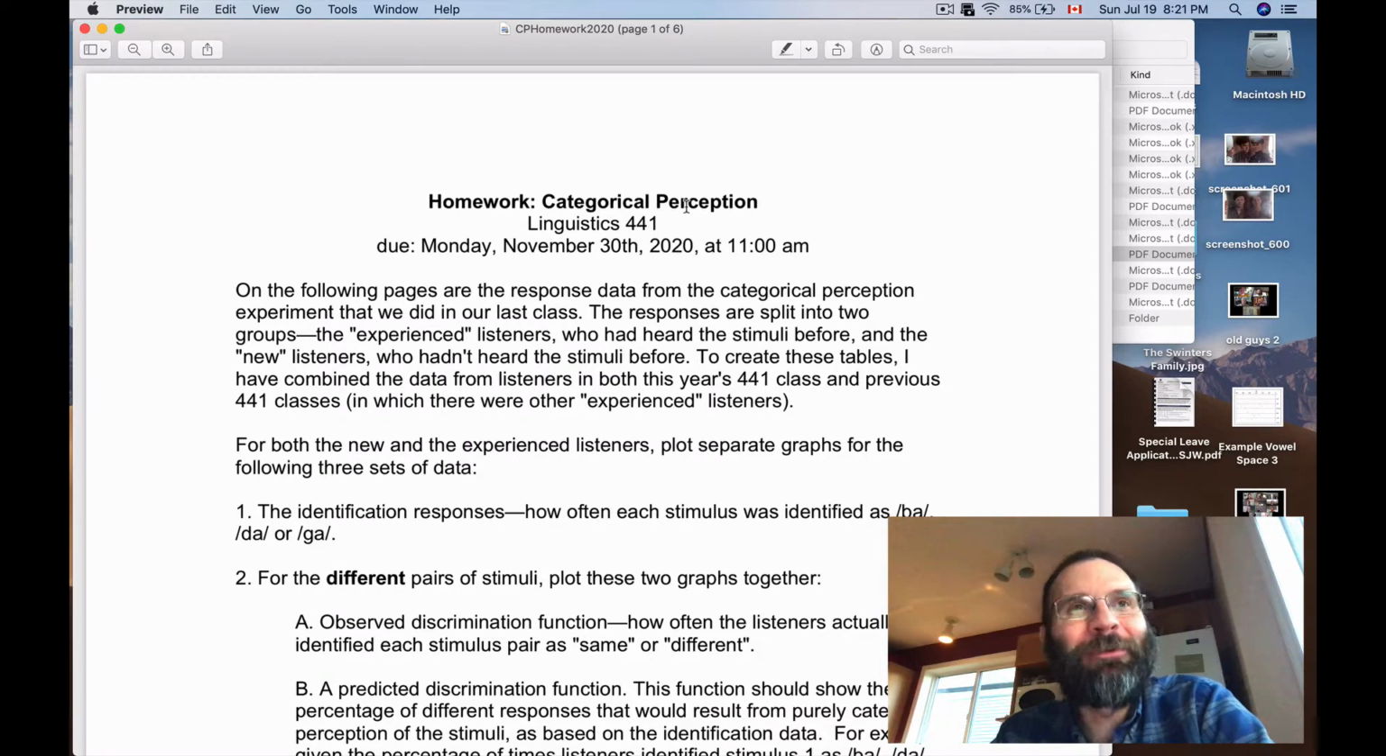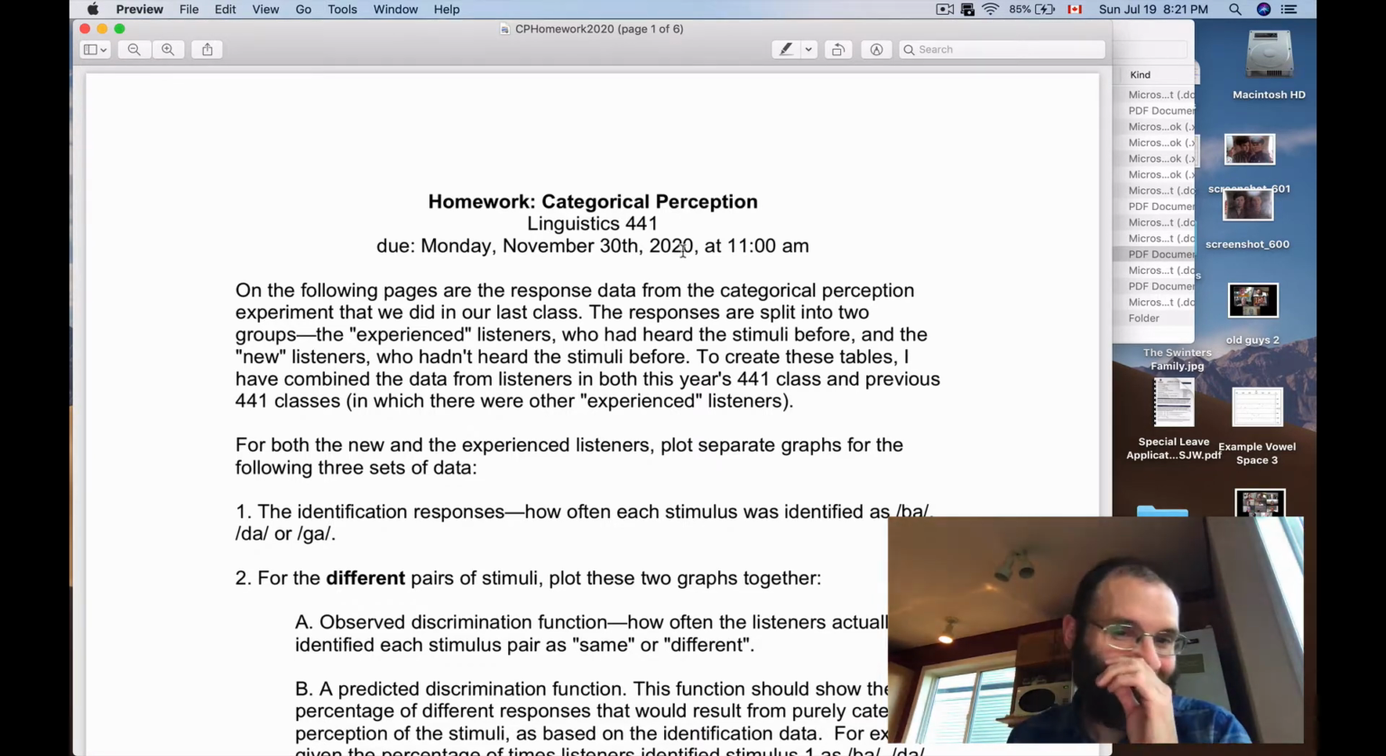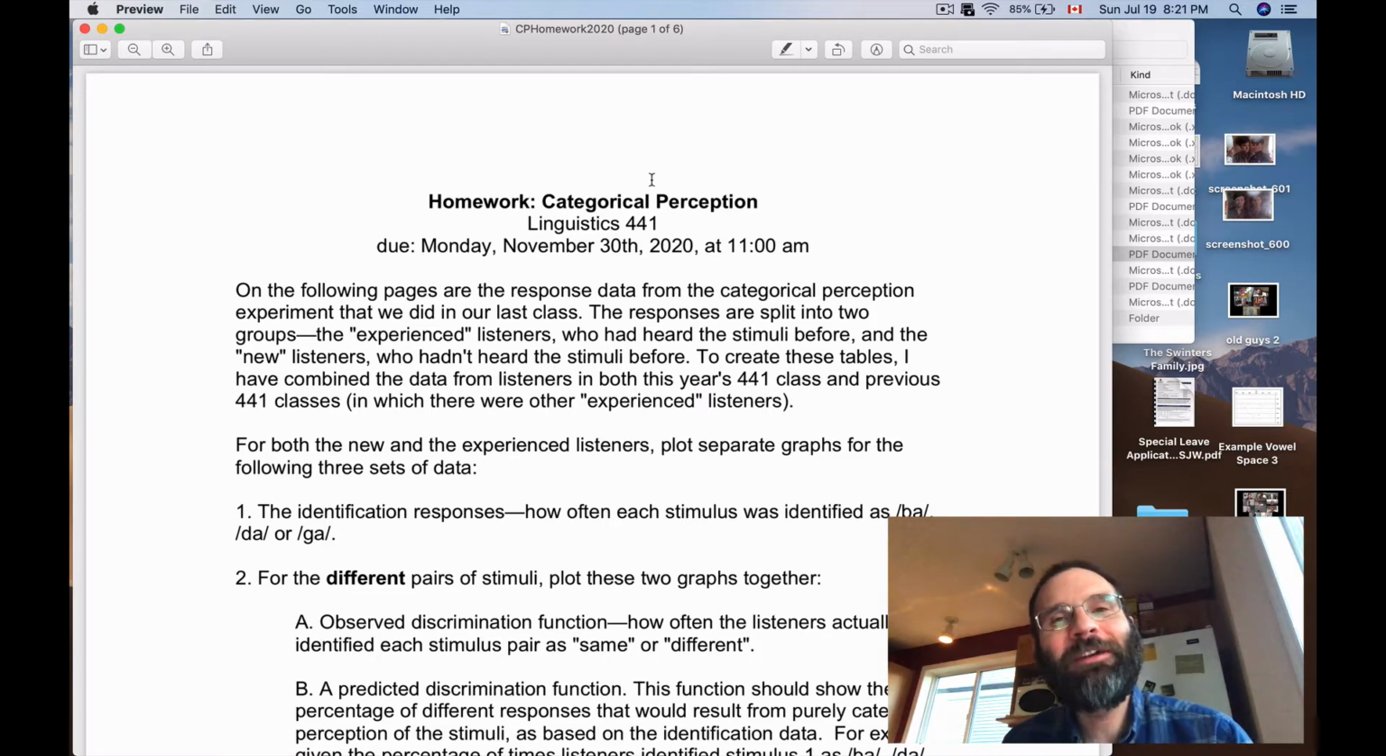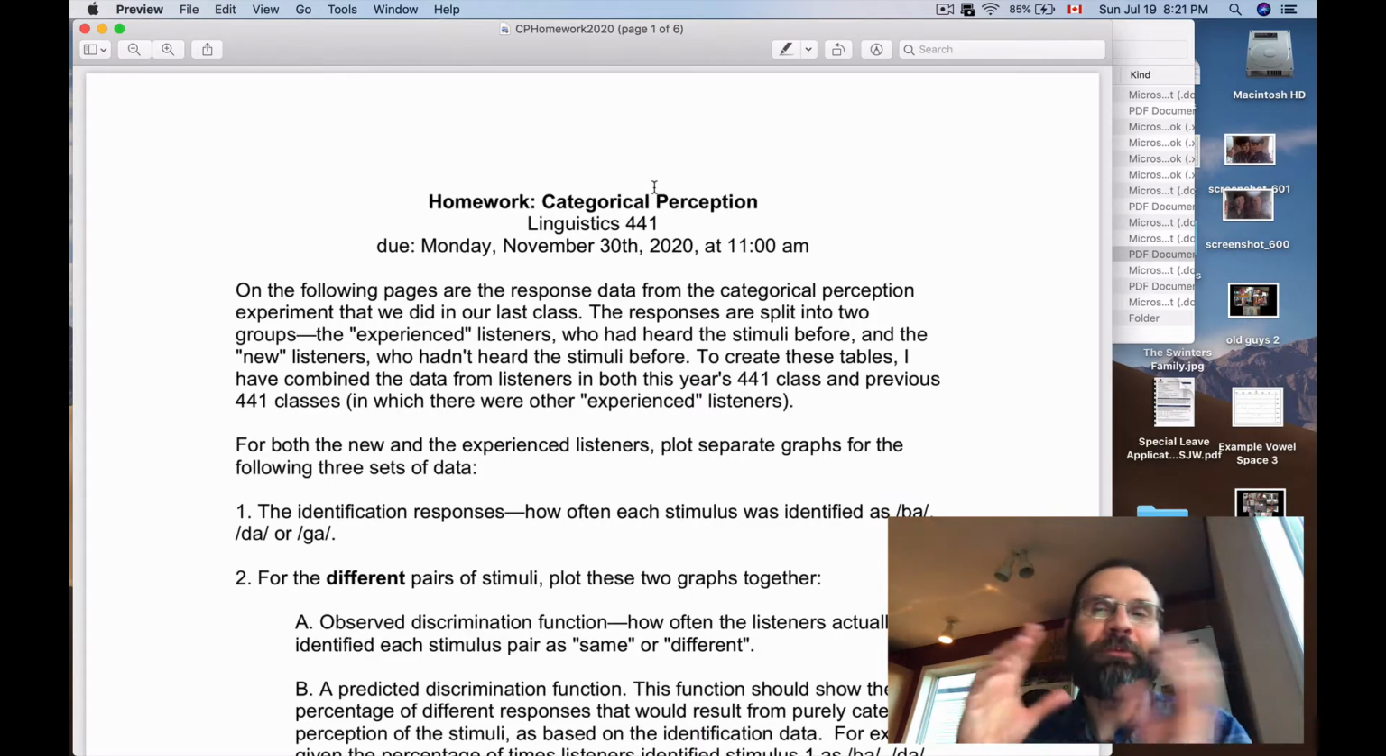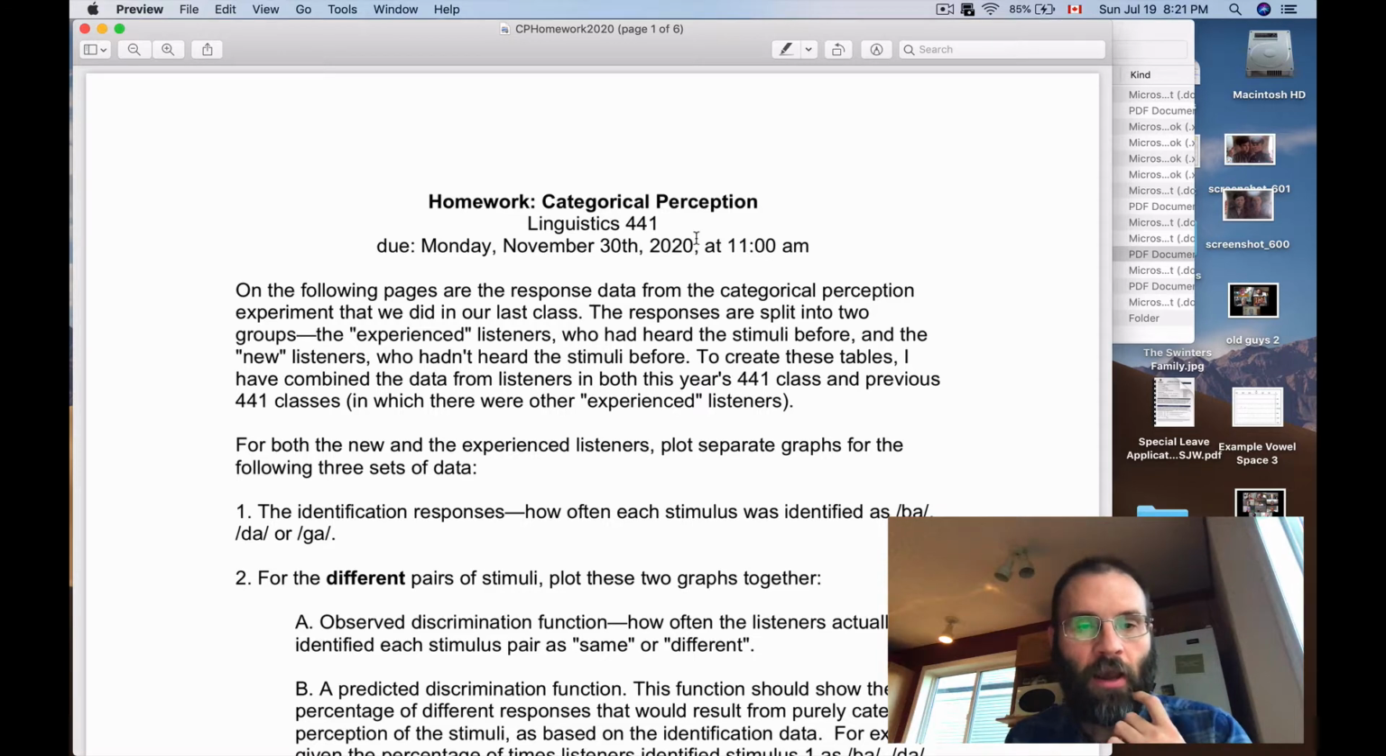So this is the experiment where you are first doing an identification task, where you identify synthetic speech stimuli as either ba, da, or ga. And then there's a discrimination task after that where you have to discriminate between two completely identical stimuli or between two stimuli which sound pretty similar but may be different. So it's a tricky task to do, as we found out. But remember that the idea for categorical perception is that you can predict the performance on the discrimination task from listeners' performance on the identification task.